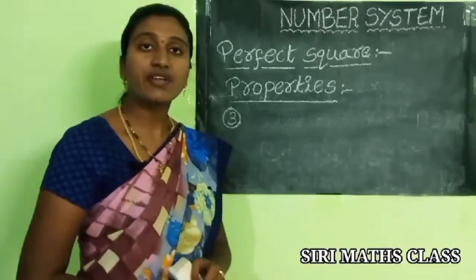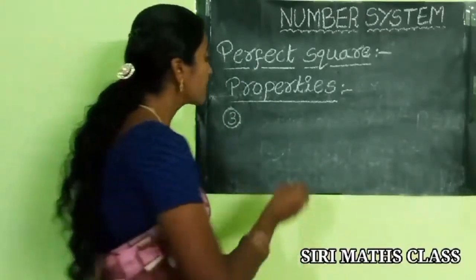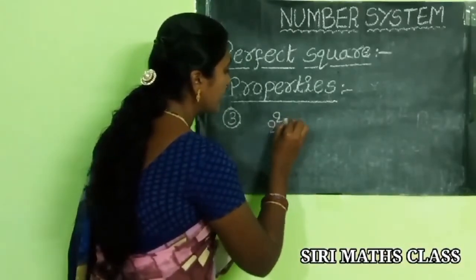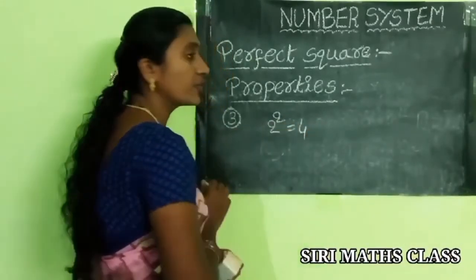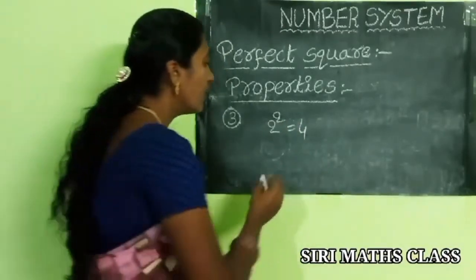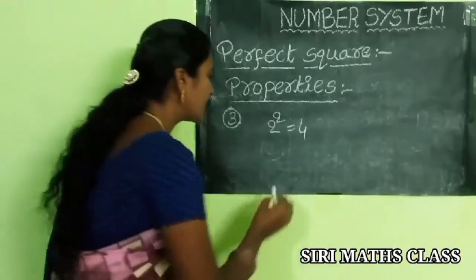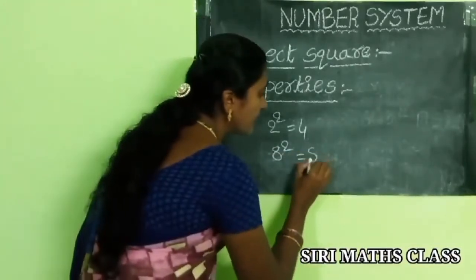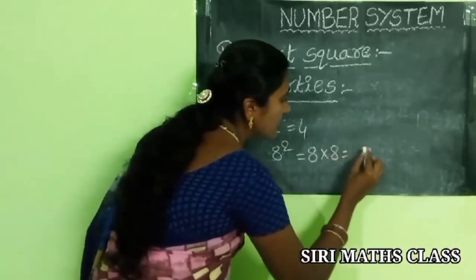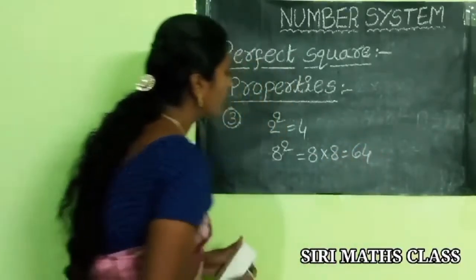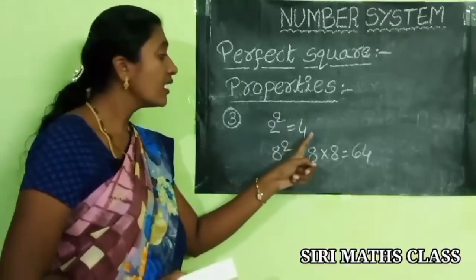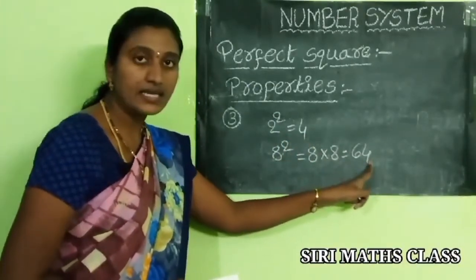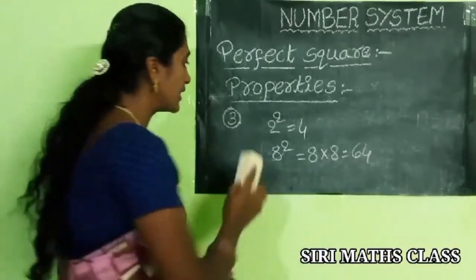The square of an even number is always an even number. Already we know even numbers. Suppose here I can write 2 square. 2 square equal to 4. This is an even number. Okay, see here, one more even number we can take. Suppose 8 square. 8 square is nothing but 8 into 8. 8 8s are 64. The square of an even number is always an even number. Here the square of a number, we get the answer also even. This is the third condition.